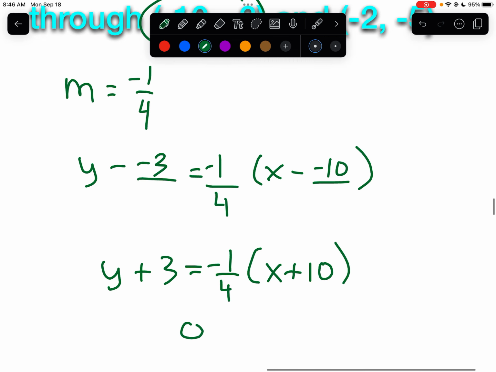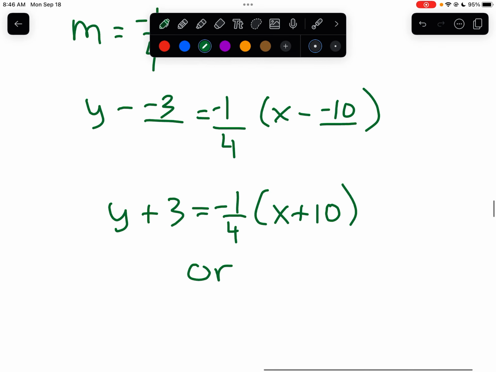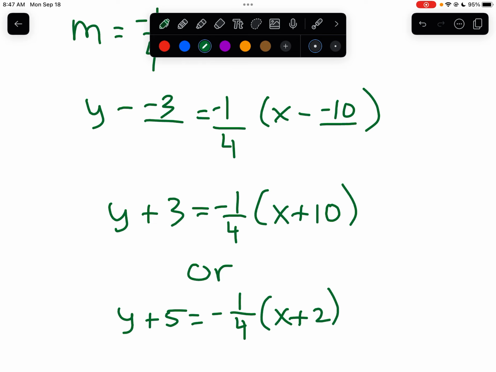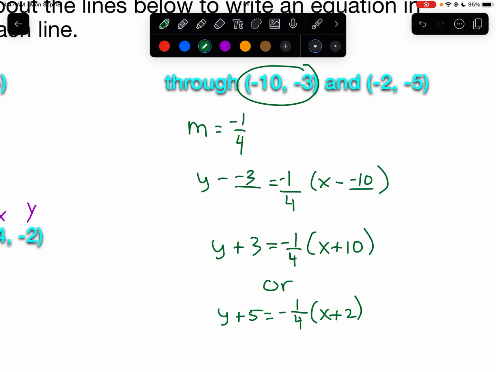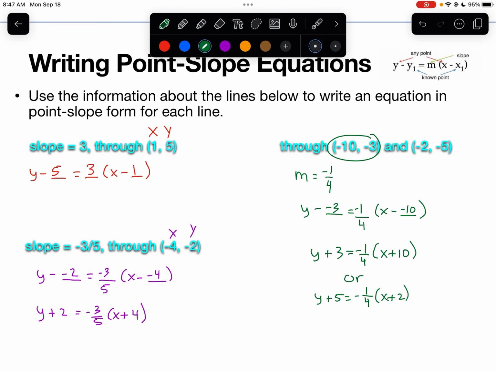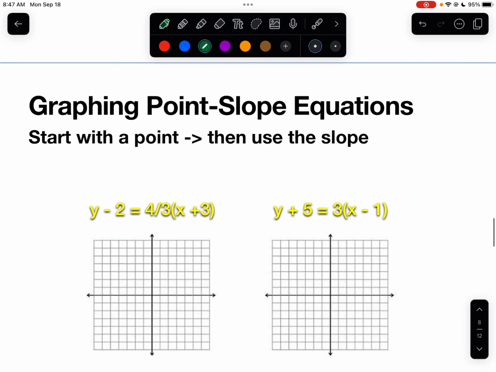If you had chosen to use the other ordered pair, your equation would have turned out y plus 5 equals negative 1/4 times x plus 2. Both of these answers are perfectly acceptable because both of those points are on this line. So that's how we write a point-slope equation.